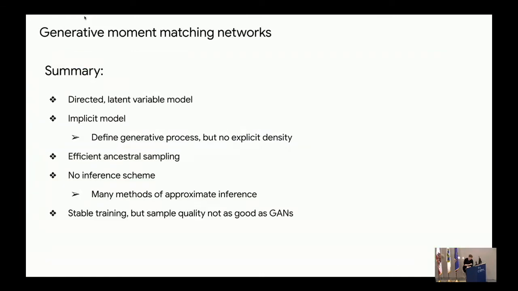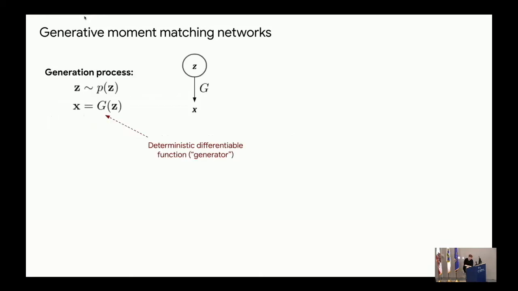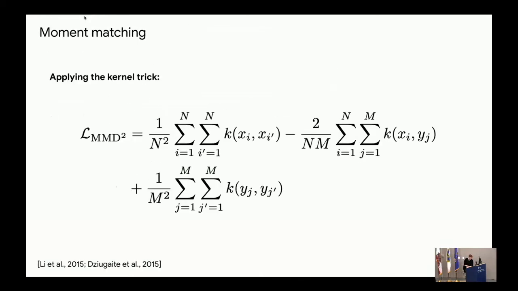Moment matching networks, this is another framework. I'm going to skip through it. Similar to GANs in terms of the actual architecture of the model, ancestral sampling procedure, all of that stuff, but stable because you don't have this alternating optimization procedure. But they haven't really caught on and the samples are not amazing. Although there is some work combining GANs and moment matching networks, and you can also use this moment matching criterion as a way of evaluating GANs. So if you're interested, go read this further.